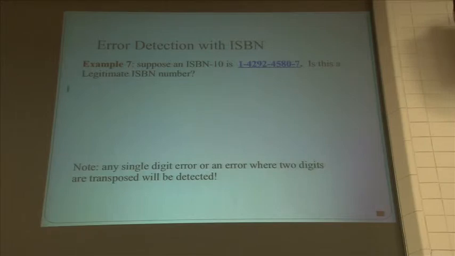So, 10 times the digit in first position, so that's 1. 9 times 4. 8 times 2. 7 times 9. 6 times 2. 5 times 4. 4 times 5. 3 times 8. And 2 times 0. Okay? But since we have all 10 digits, go ahead and add the 7 at the end. That's the difference for whenever we're checking if the ISBN is legitimate or not. Punch that into your calculator.